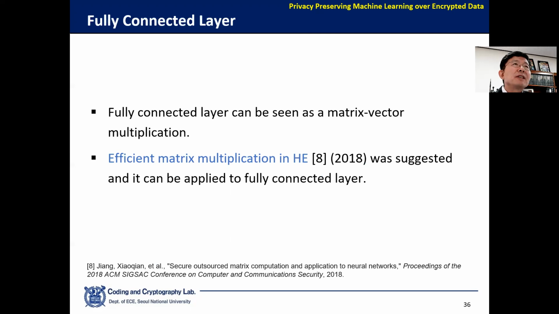The last one is the fully connected layer. The fully connected layer can be seen as a matrix vector multiplication. And efficient matrix multiplication in HE was suggested, and it can be applied to the fully connected layer.